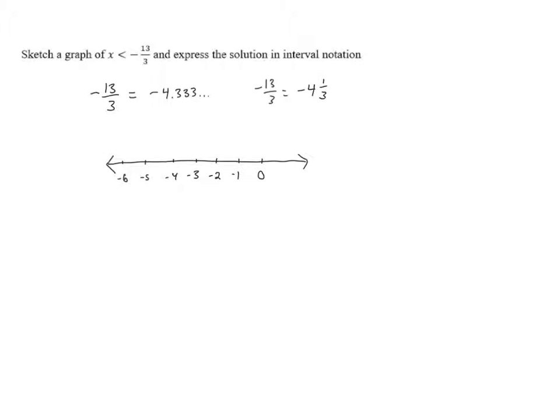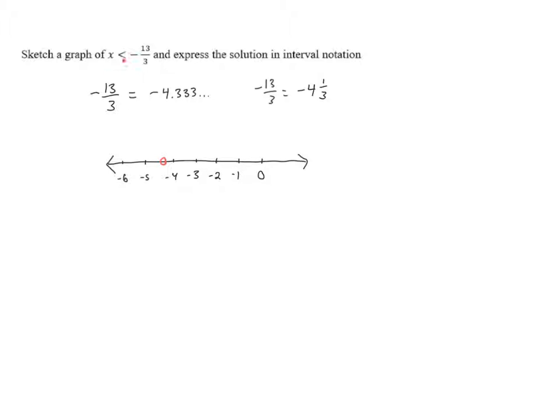So on the number line, I'm going to look between negative 4 and negative 5, and negative 4 and 1/3 is going to be a third of the way between negative 4 and negative 5. So it's going to be about right there. And I'm going to put an open circle there. So this is where negative 4 and 1/3 would go.